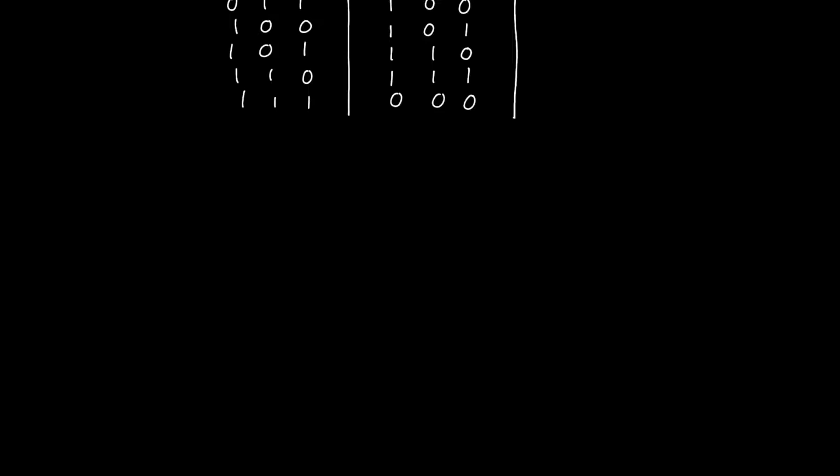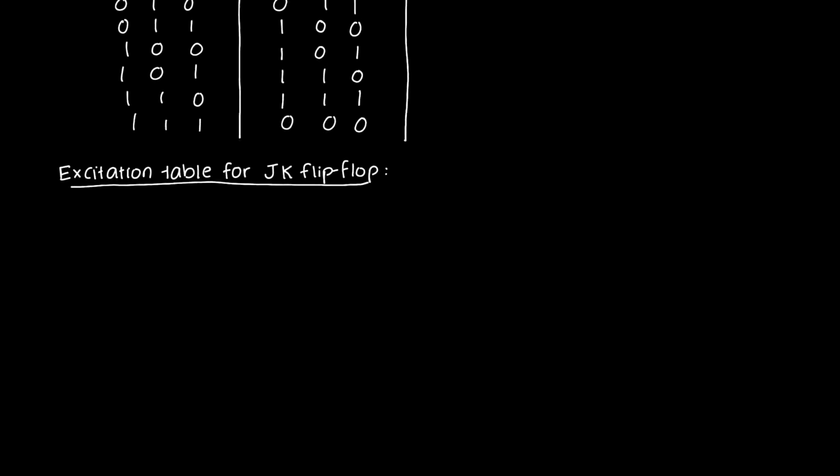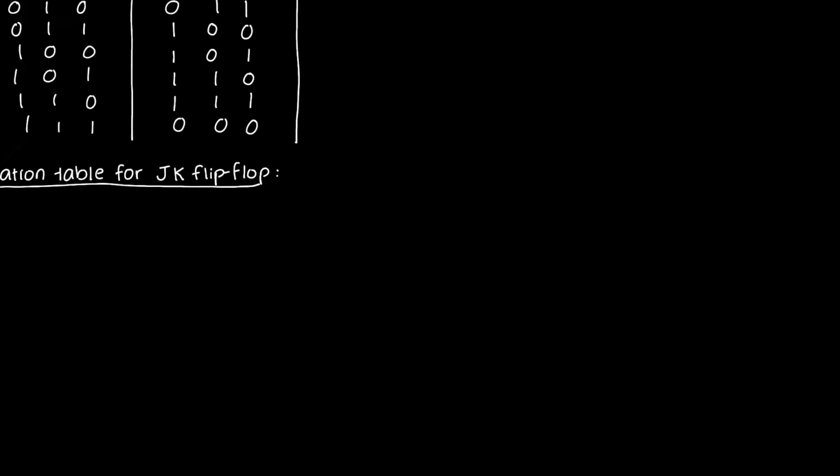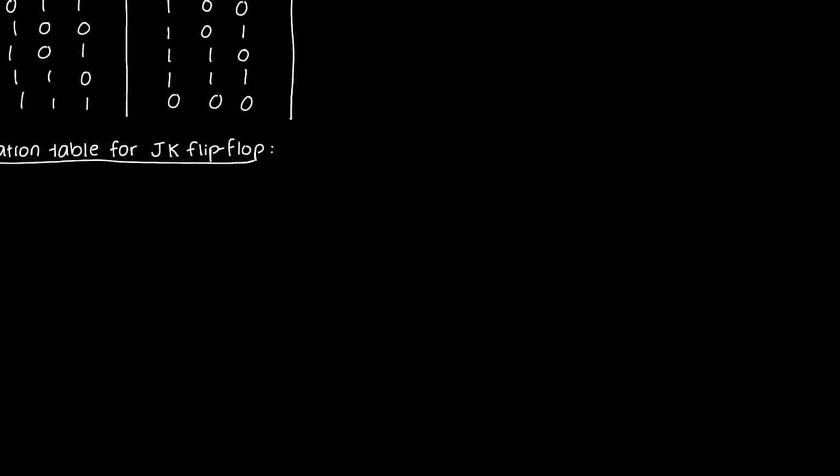Now, what I'm going to do is I want to derive, like I did for the D flip-flop, an excitation table for a single JK flip-flop. A little more complicated than the D flip-flop, but that complexity is going to pay off for us later because we're going to have much simpler Boolean expressions.